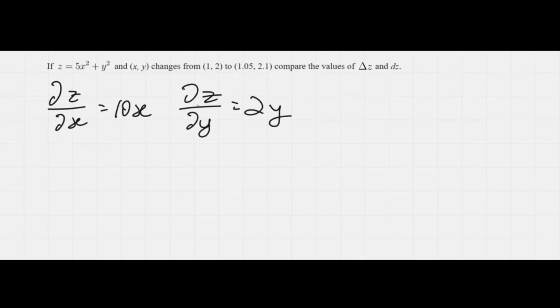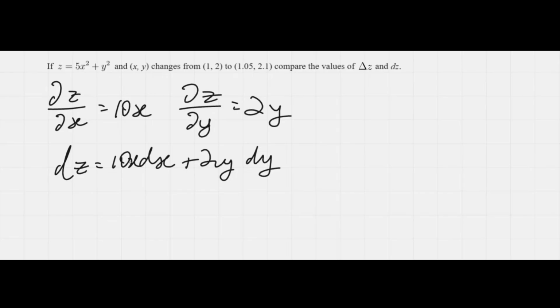Alright, so we have the partial derivatives, and now we're going to find our total differential. Our total differential, dz, is going to be equal to 10x dx plus 2y dy. We would be done with this problem if it were only asking us for the total differential, but it's not. It's asking us to compare the values of delta z and dz, given that x and y change from one point to another. Sorry, I forgot to write the x over here.